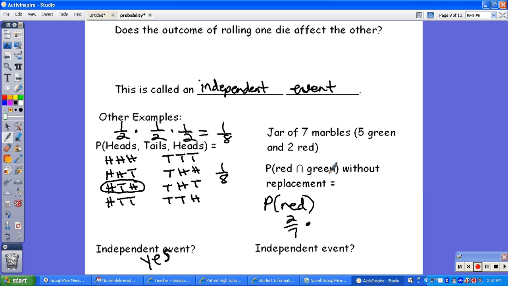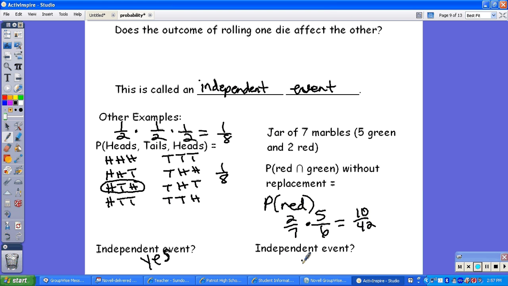So the probability of getting a green is 5 out of 6. So you have to be careful and pay attention to whether it's replacement or not replacement. And so you have 10 over 42, and you can reduce it down. If you use a calculator, it's going to reduce anyway for you. Okay, and so now is this an independent event?